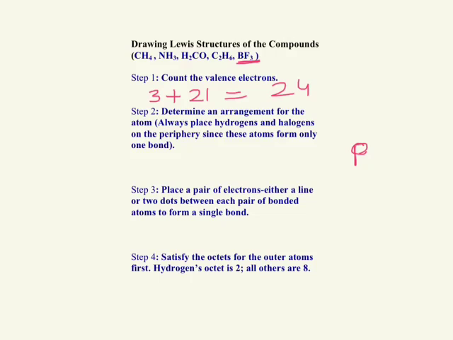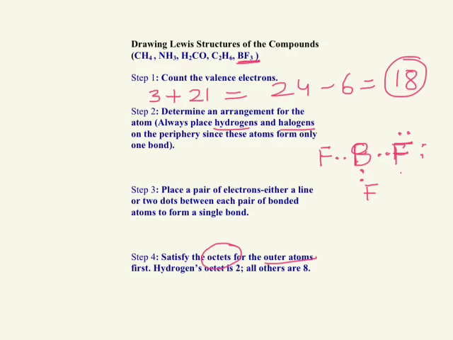Next, the arrangement will be boron with 3 fluorines. Remember we say hydrogen and halogens should be on the periphery. Then put 2 electrons in between. We did that, which means we used 6 electrons. 24 minus 6 is 18. We still have 18 electrons. Now we're going to satisfy the octet of the outer atoms. Around each fluorine, I have to put 6 valence electrons, so that each fluorine has 8 electrons around it. 6 times 3 is 18, and I used all the electrons. I do not have any more electrons.